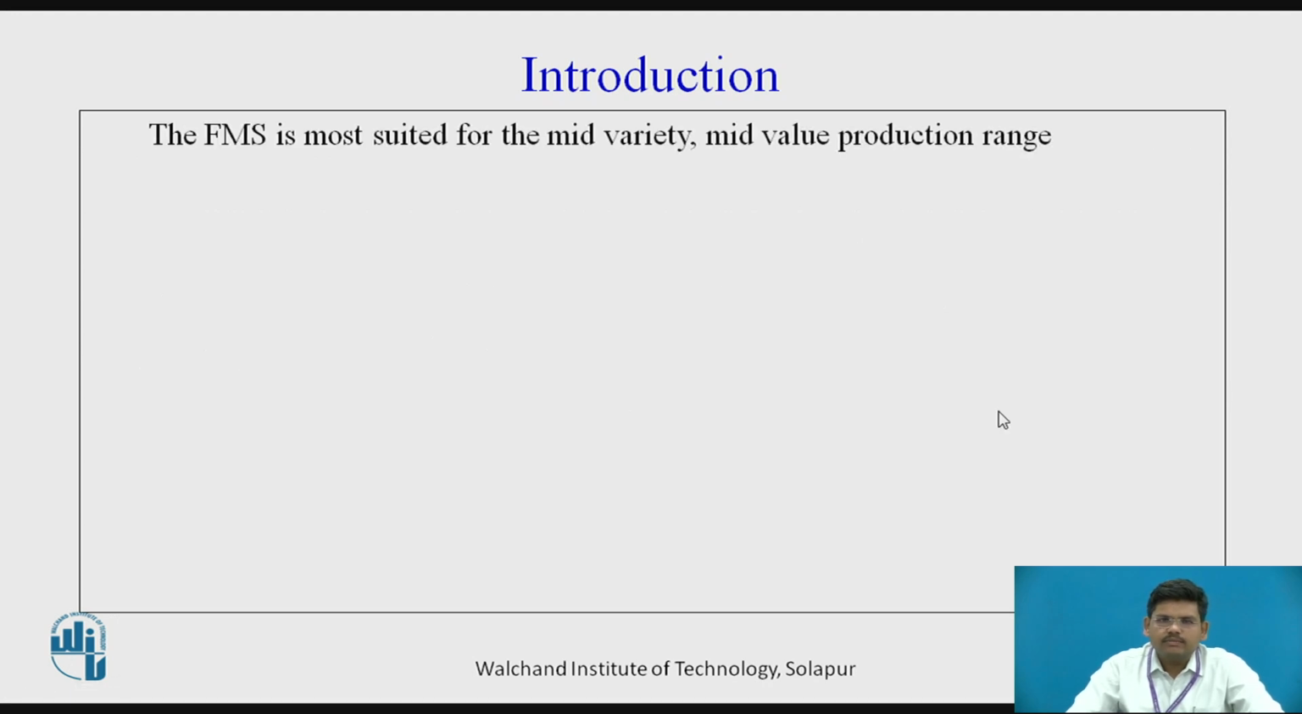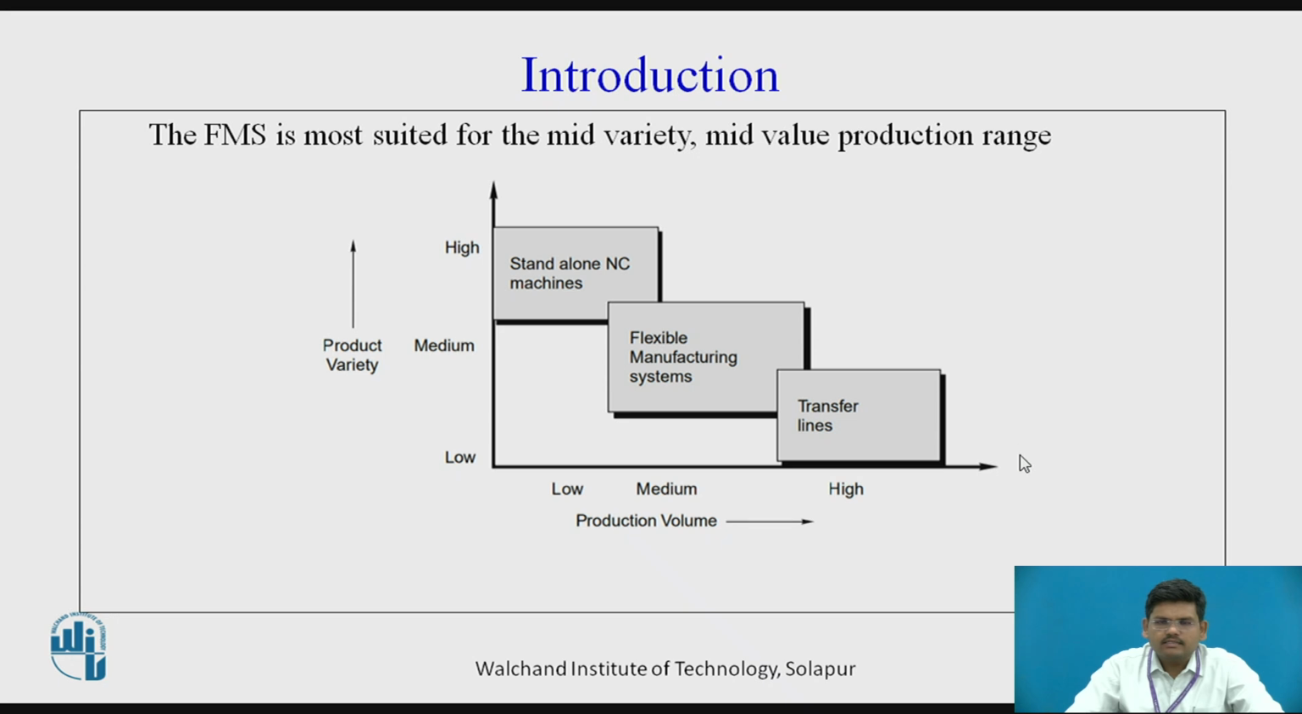Now, as far as FMS is concerned, let us see this diagram. Here you have standalone NC machines. Here we have transfer lines, and in between these stands the flexible manufacturing system. So it is a mid-value production range.